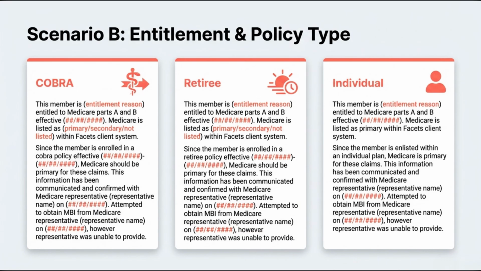Did you catch that? If a member is Medicare eligible and on COBRA, what's our immediate thought? Medicare is primary. COBRA steps in as secondary coverage. This is a common one, and it's a huge finding when you spot it.